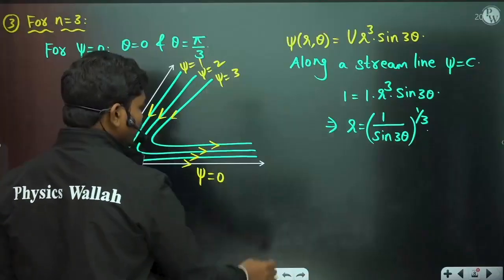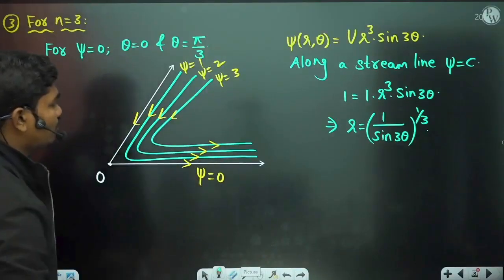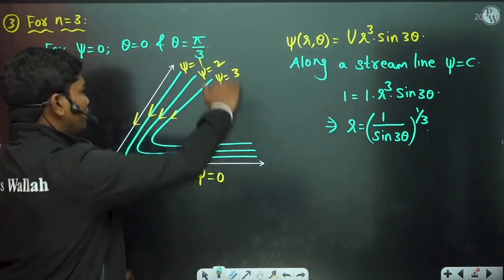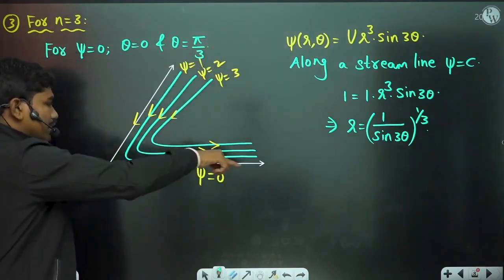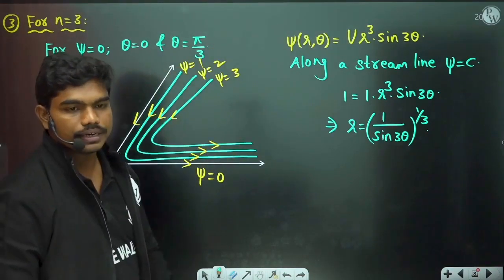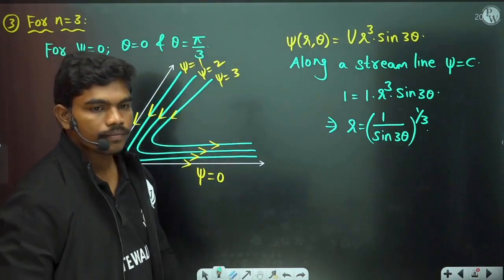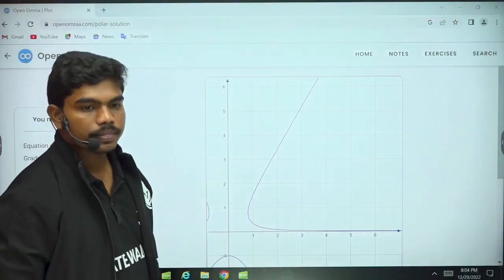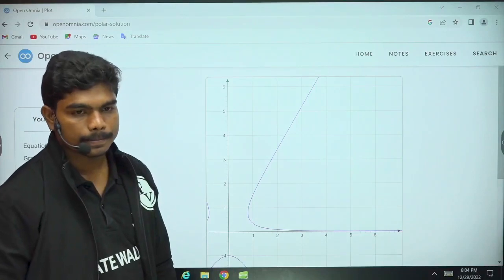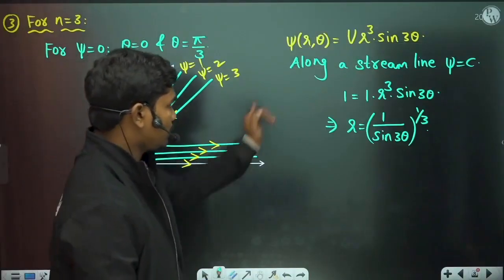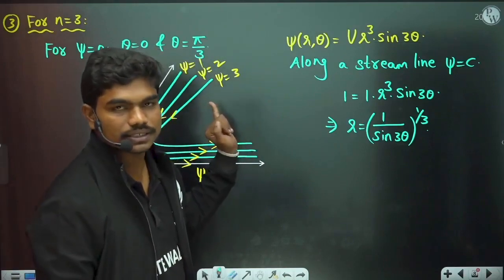Clear? So intentionally I have drawn them close to this particular value. The flow happens in this sector in this direction. If the flow is traveling along this direction, then because of this bend the flow diverts like this. Did you understand this? I just want to show you this graph, that's it. So this is how the streamlines actually look in this particular case.